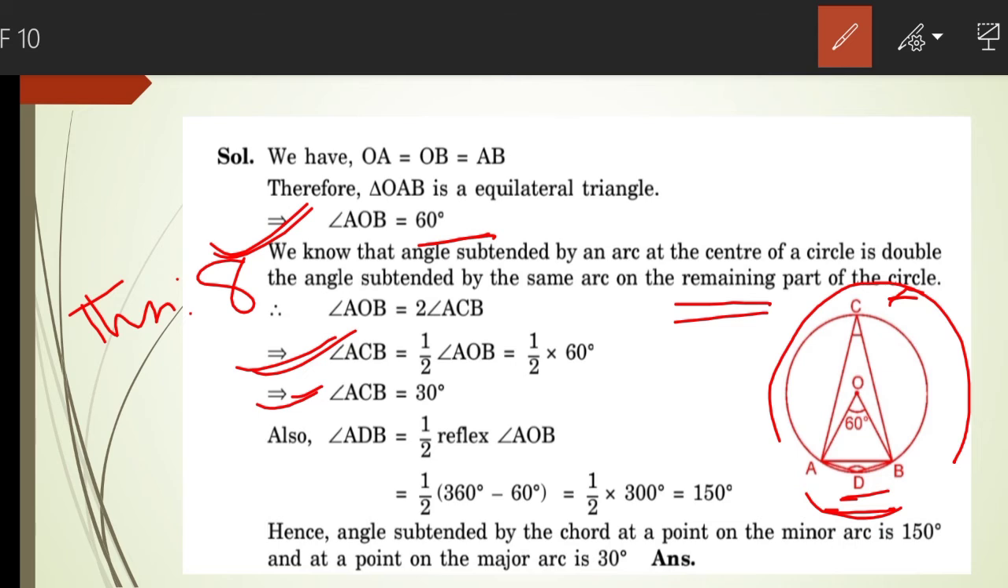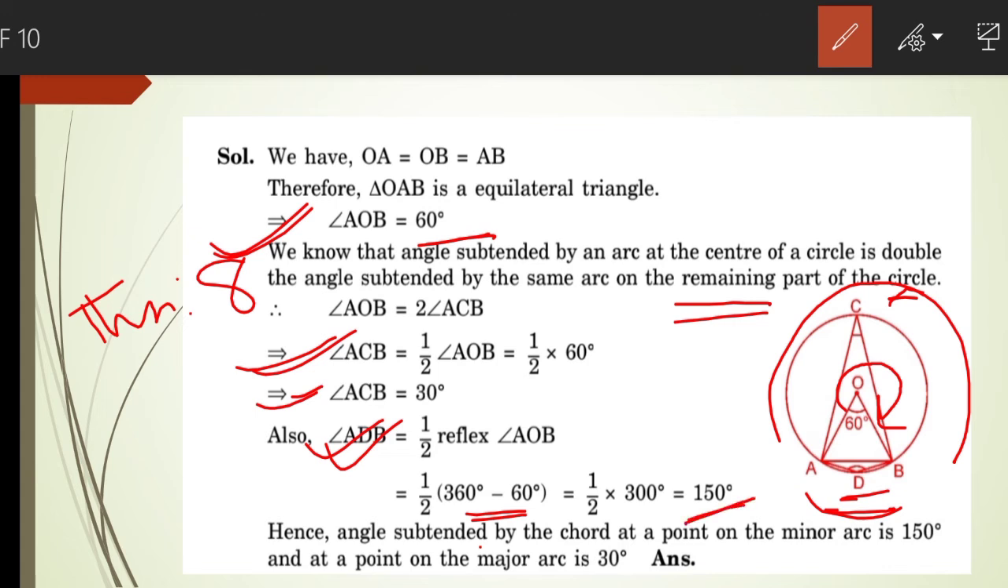AOB is 60. Reflex of AOB means 360 minus 60. Reflex means the top one. So reflex of AOB is 360 minus 60, and ADB is half of this reflex angle. We need to find ADB, so the angle subtended at the circle is half of the angle at the center. Half of 360 minus 60, which is 300, so half of 300 is 150.